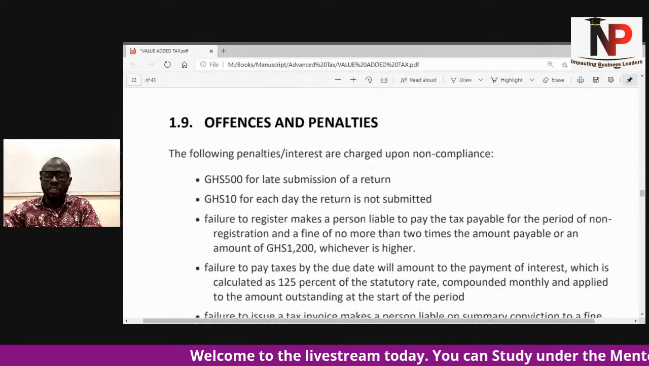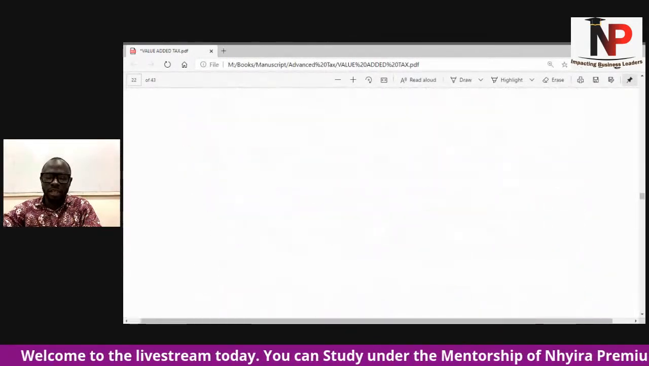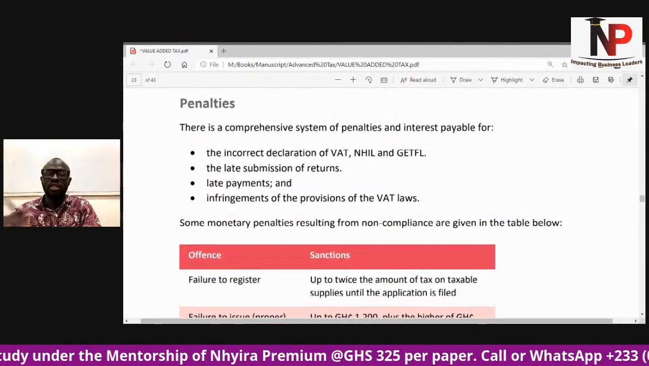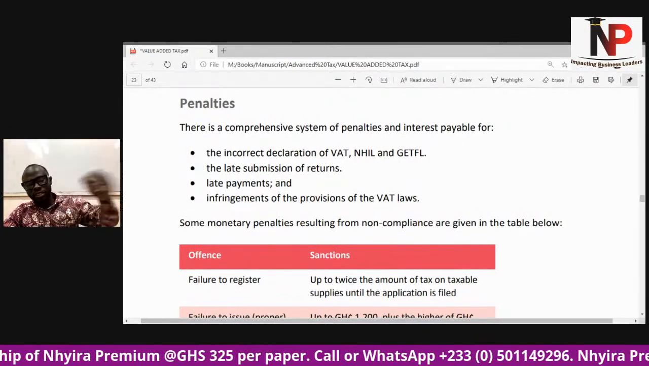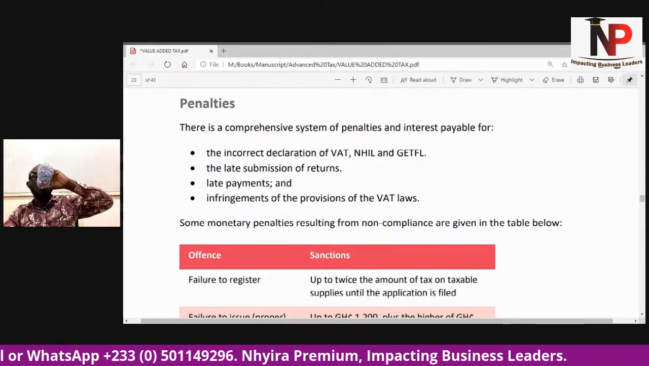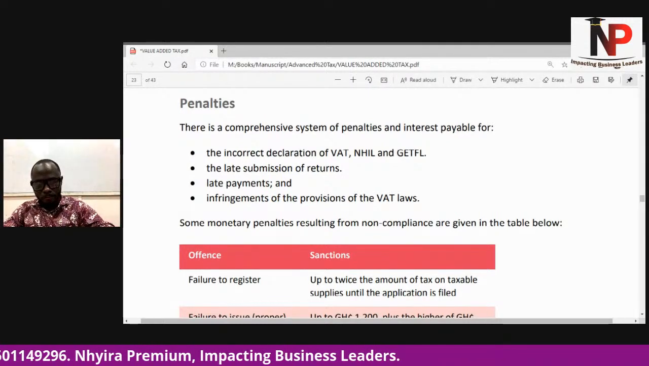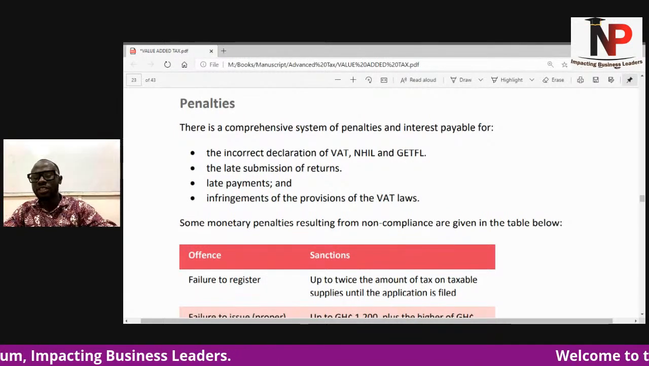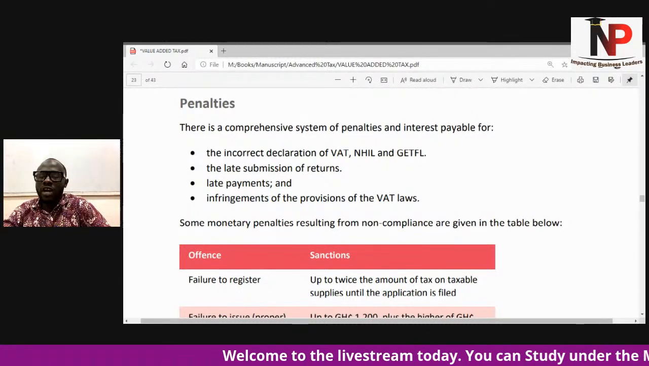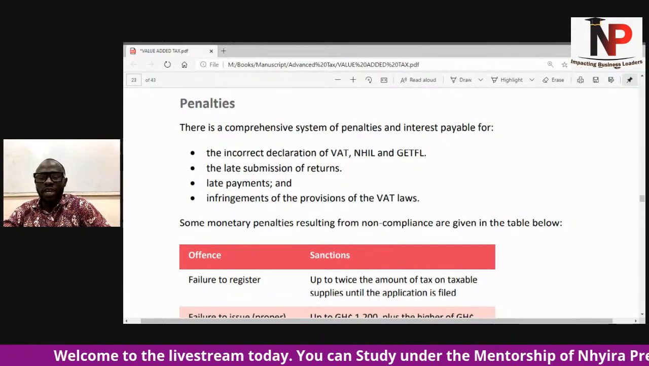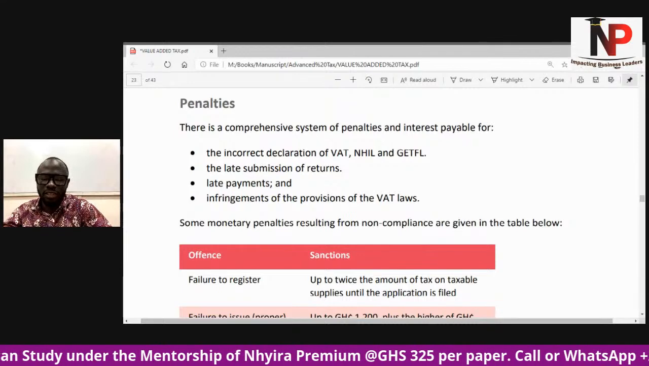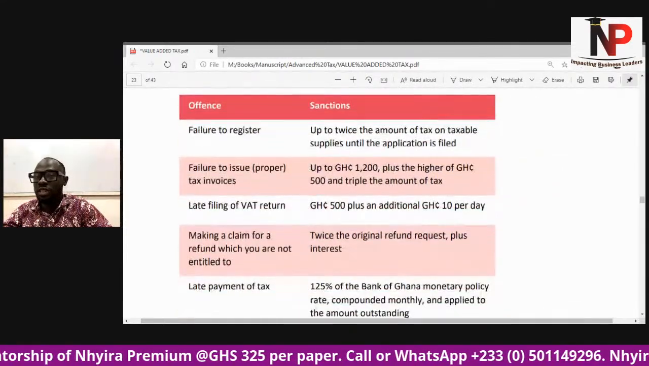Now let's come to offenses and some penalties. I think I have a table here on that. Let's look at that one instead. So some offenses and sanctions or penalties. There is a comprehensive system of penalty and interest payable for incorrect declaration of VAT, NHIL, and GETFund, late submission, late payment, and infringement of other things. So let's look at some of the offenses and some sanctions here.